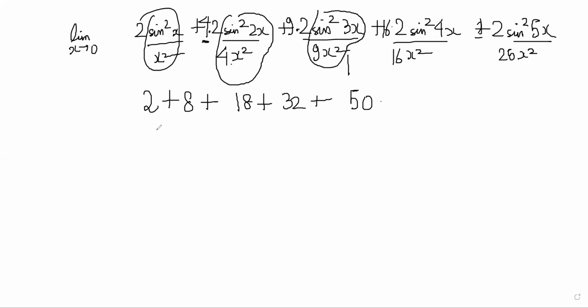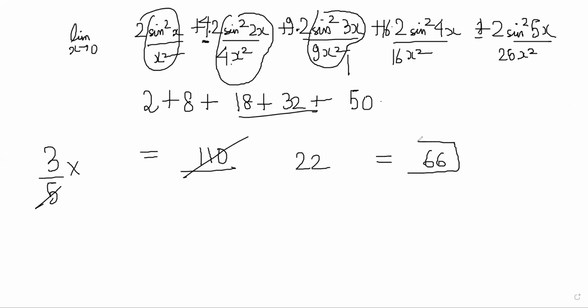So this will become basically 10 plus 18, 28 plus 32, 110, right? 110 only, no? 110, right? And you had 3 by 5 of that outside, right? So that becomes 66, which is the answer.